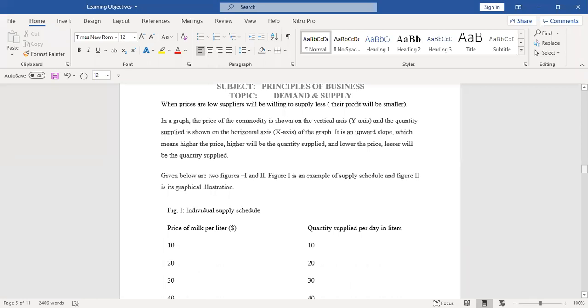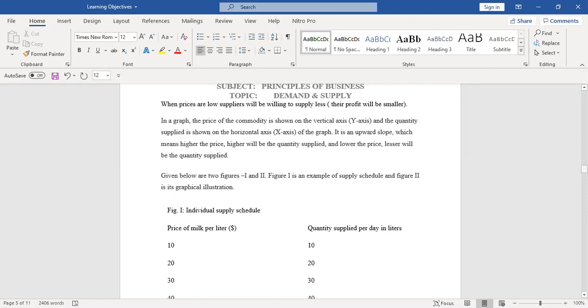In a graph, the price of the commodity is shown on the vertical axis, the y-axis, and the quantity supplied is shown on the horizontal axis, the x-axis, right? It is an upward slope, which means the higher the price, the higher the quantity supplied. And the lower the price, the lesser will be the quantity supplied.